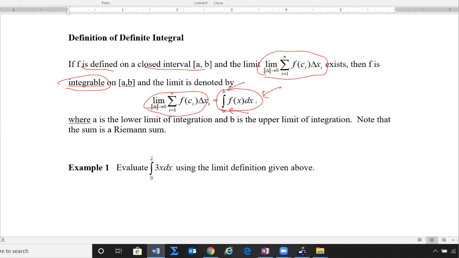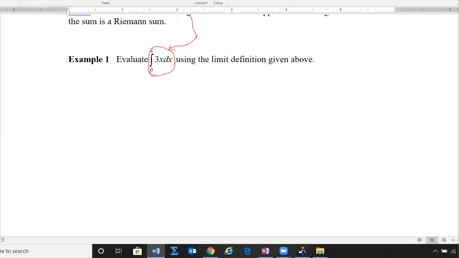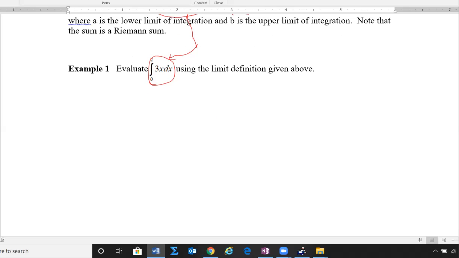So let's go ahead and compute this by viewing it as this limit. If we can find this limit, then it's denoted as this, and this therefore exists, whatever this is. Okay, so let's go ahead and work this through. What we're trying to find here is, we have to view our f of x as 3x, and our a is equal to 0, b is equal to 2.